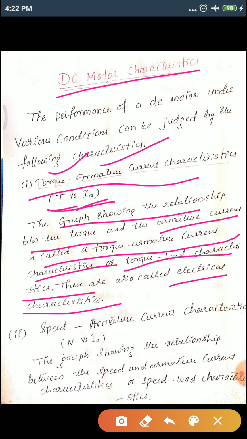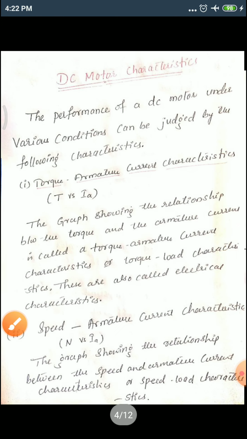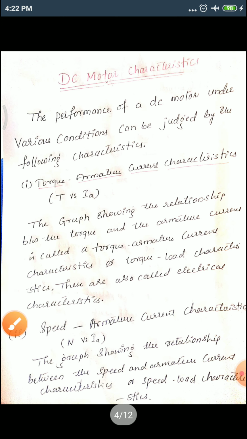And therefore it is also called electrical characteristics. The second characteristic is the speed armature current characteristics, which means we have to plot the graph of speed and IA, speed versus armature current. Depending upon this, we have to explain that graph. If you explain that, that is your characteristics of DC motor of speed versus armature current.